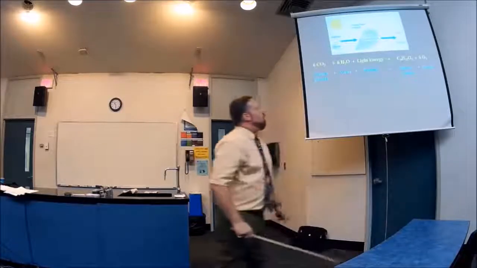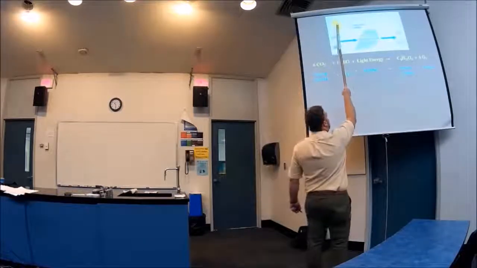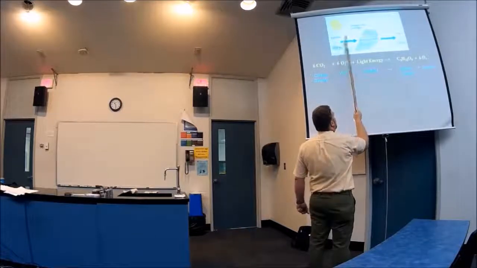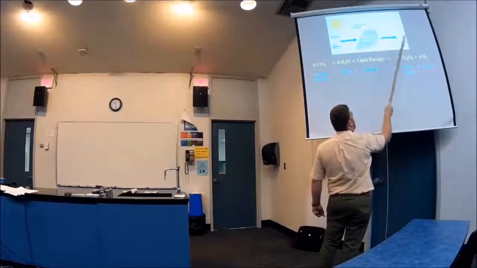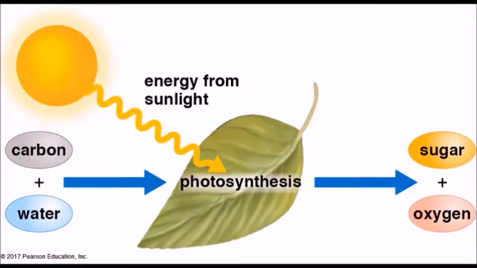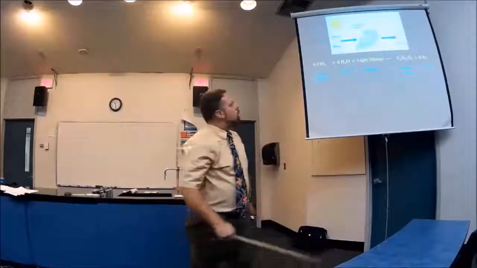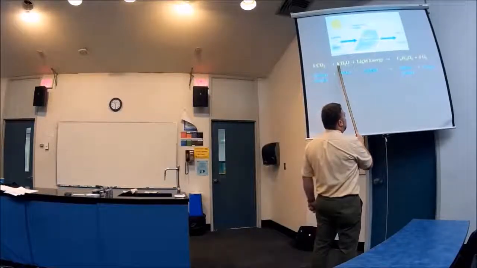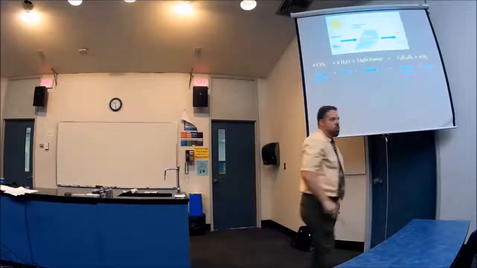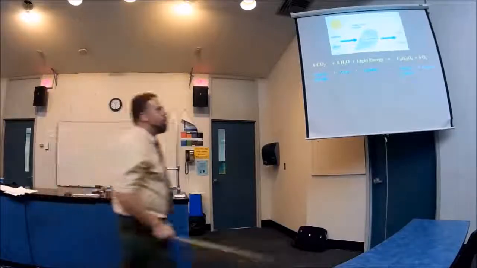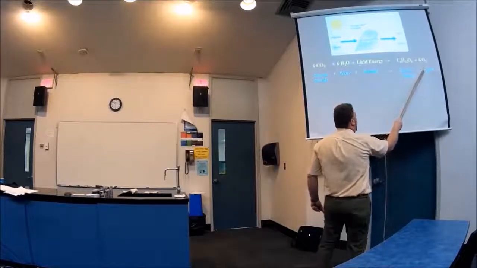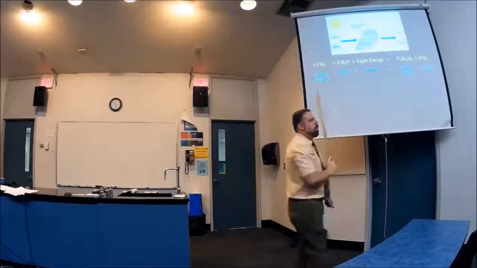So anyway, what you have here is sunlight, carbon dioxide, and water. The plant is going to take these three things and make sugar and oxygen. So you're taking carbon dioxide and water and making glucose and oxygen. You've seen that before, but the opposite. We take glucose and oxygen, and then we make water, carbon dioxide, and energy.